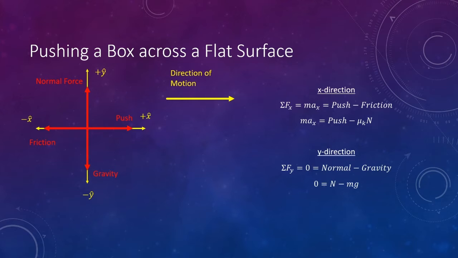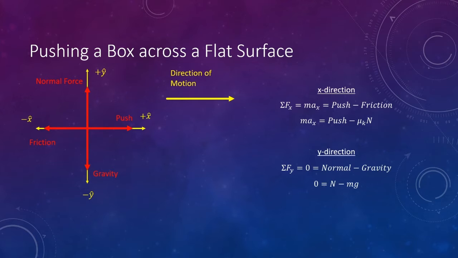Then when we look at the y direction, as long as this box is staying on the surface, the forces in the y direction have to cancel each other. Otherwise, it would be floating away or crashing through the earth. So the sum of the forces in the y direction is equal to 0.